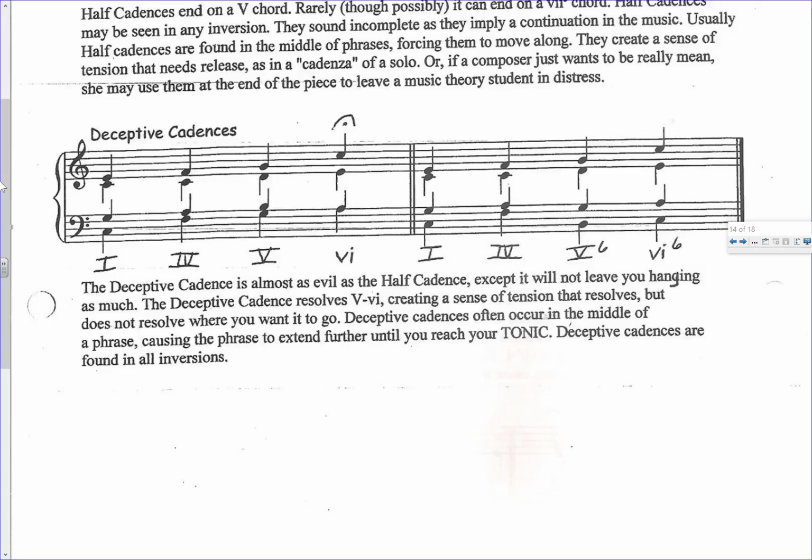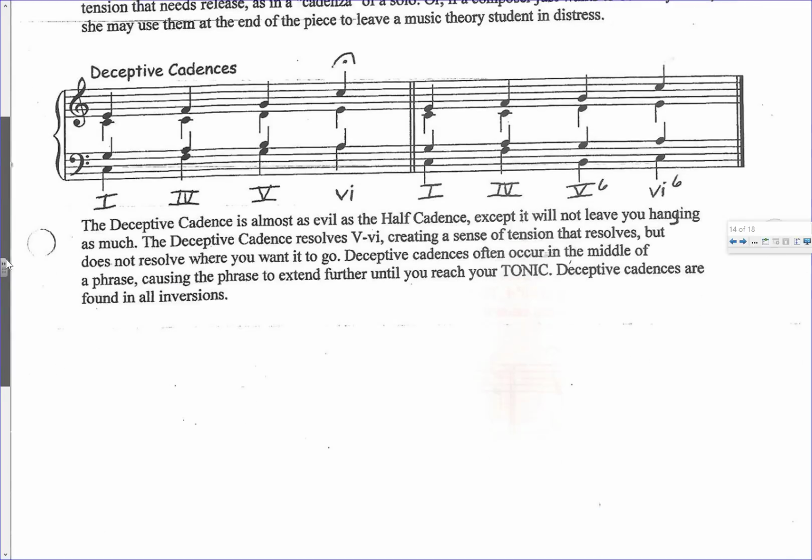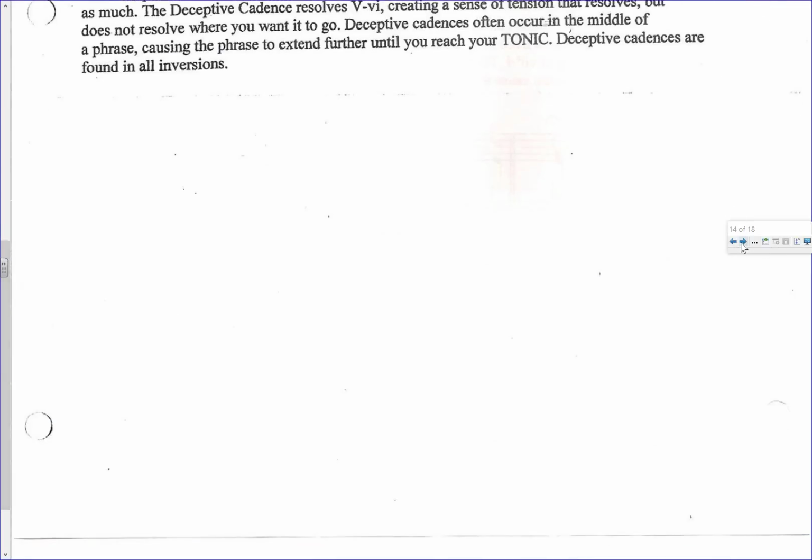In this particular case, the tenors are singing that sol to la. Let's listen to the tenor line extra. Here it is again. And there's our deceptive cadence.